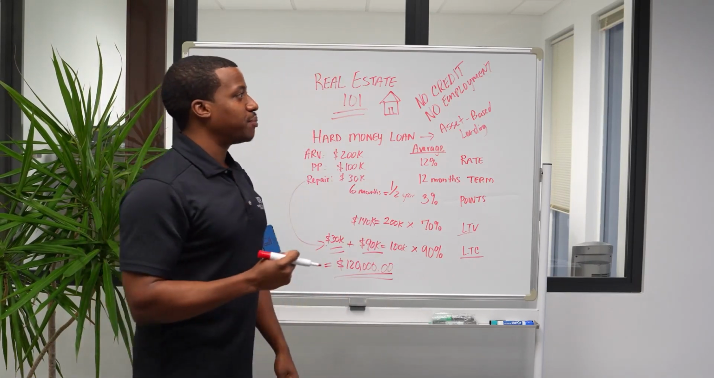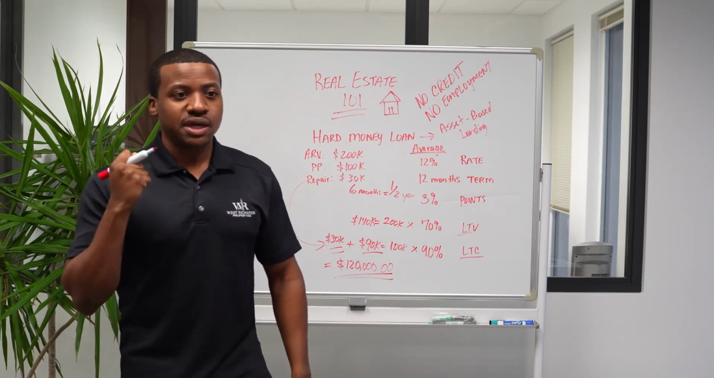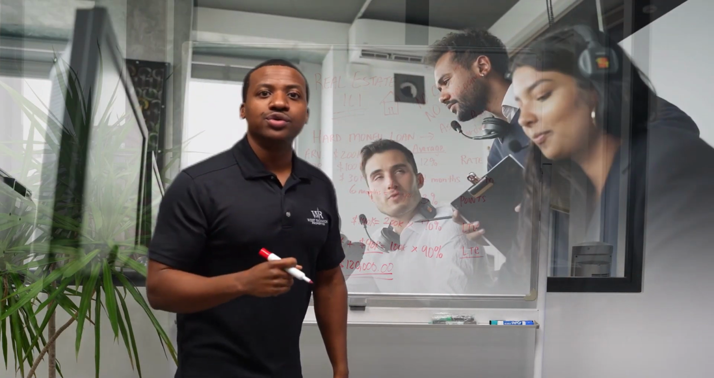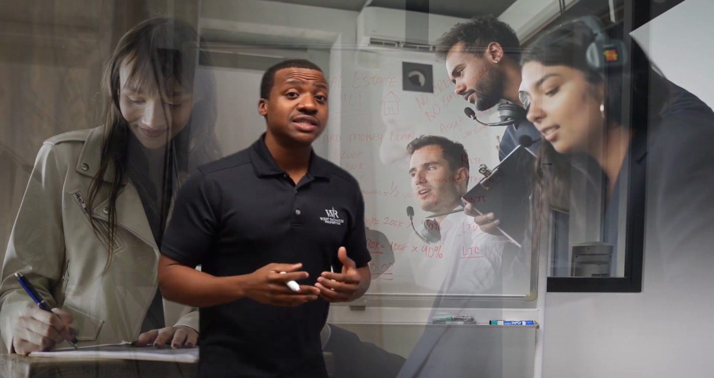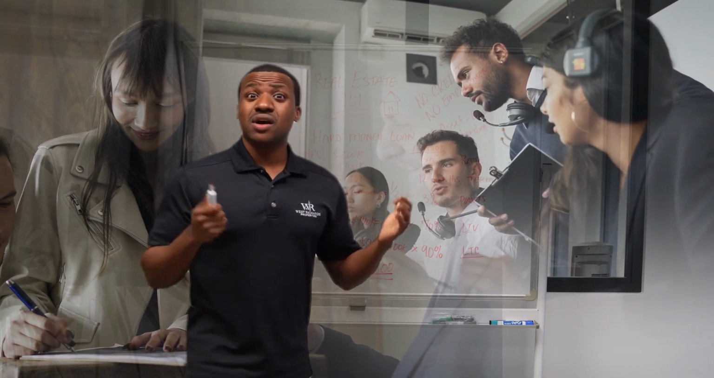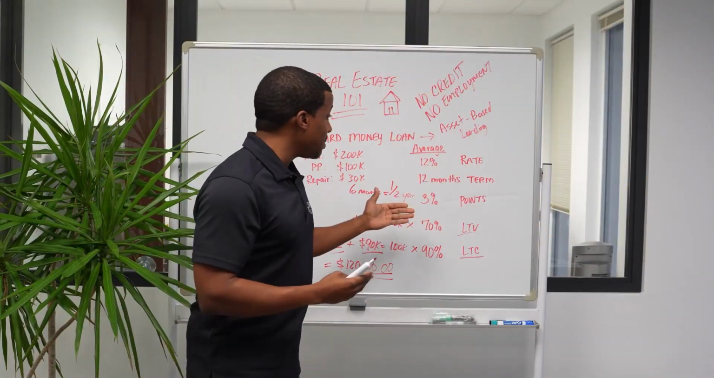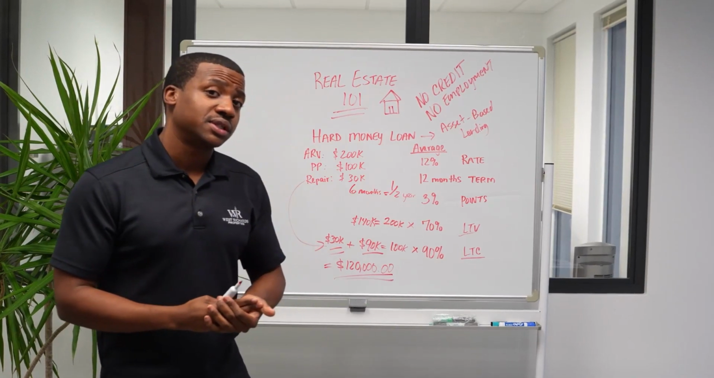Now the average flipper who really does this business, who knows how to get these deals quickly and get the rehabs done, who has their crews or subcontractors they have relationships with, your average flip is going to be 3 to 4 months, because you're moving. Time is money. And this is what I mean by that. Time is really money when it comes to real estate investing.